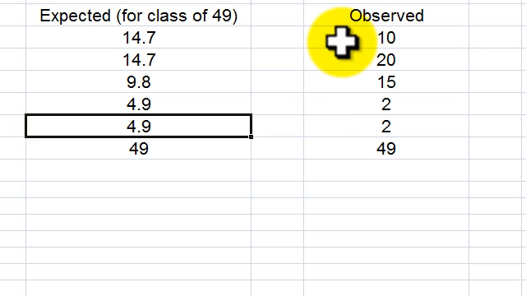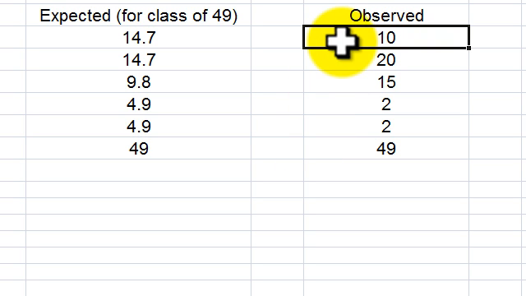Okay. Here's what he actually observed. Okay, so when we do a chi-squared goodness of fit test, we do actually observe certain numbers and then see if those numbers follow what we're hoping or expecting. Okay, so he observed 10 A's, 20 B's, 15 C's, 2 D's, and 2 F's. Okay, again, total of 49 students.